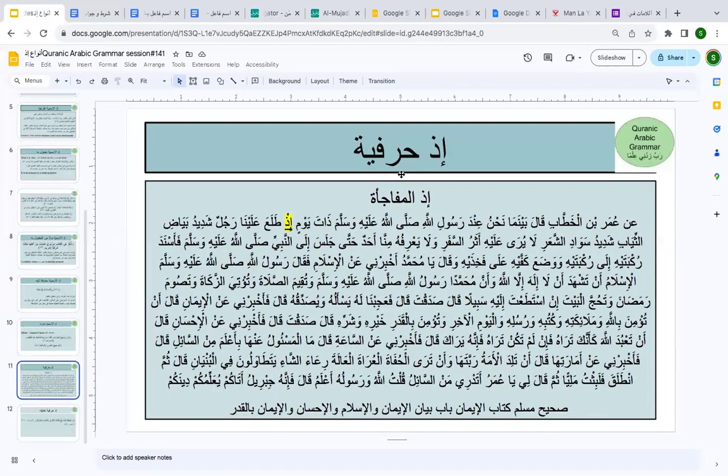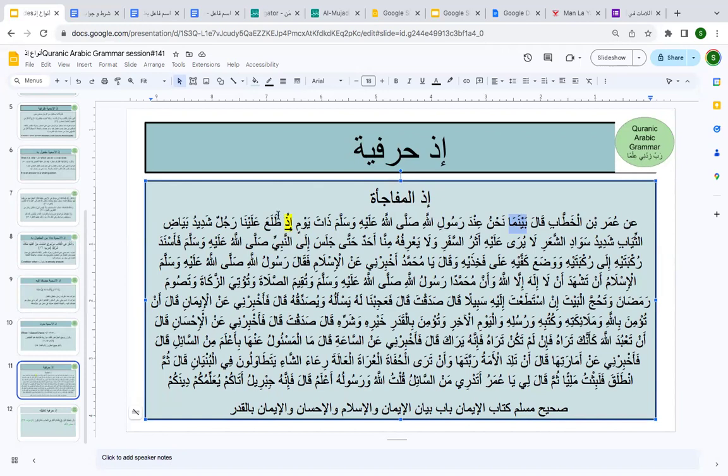Then comes idh as harf. When is it harf? It's going to be harf when it comes after bainama. If there is a word bainama, it's going to be a harf, and it is going to be idh fujaya. Idh al-mufaja'a means it's a fujaya. Remember it as fujaya, like idha fujaya. Remember as idh fujaya. It's going to be easy for you then.